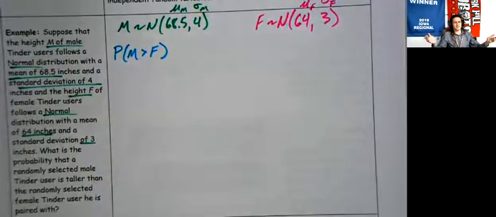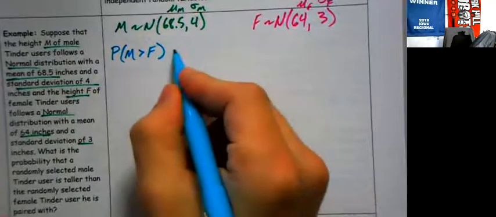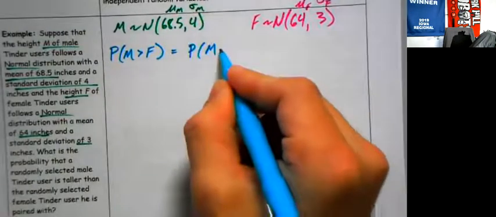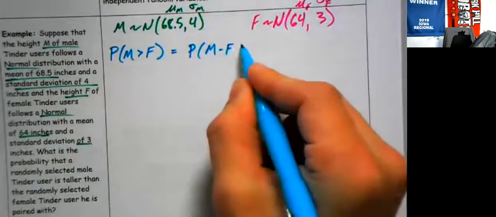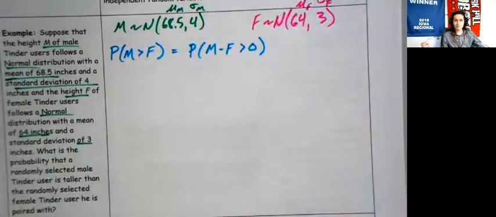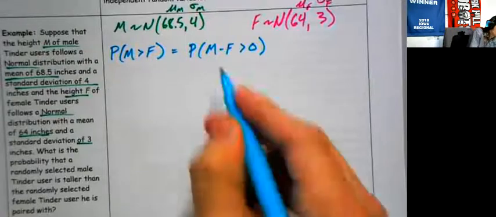how do I do that? That doesn't look like anything I've done yet today. That doesn't look like a combination or transformation. Could I make this a combination or a transformation? It's an inequality. I can move things around in inequalities. I could rewrite this as the probability that M minus F is greater than 0. Oh, M minus F, that could be the thing I work with.